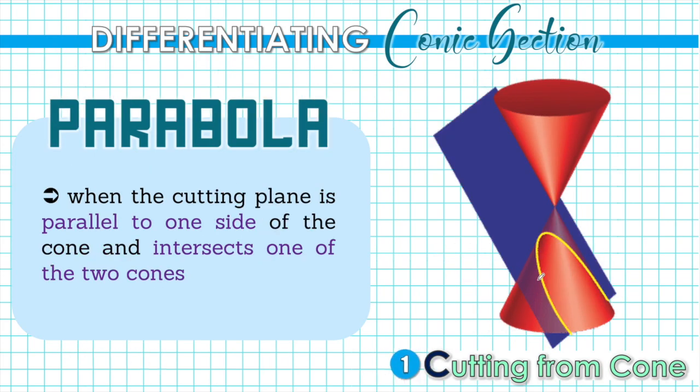Now, if we are to create a parabola, the plane should be parallel to one side of the cone and intersects one of the two cones. Take note that this plane should only intersect one of the cones and it is parallel to one side of the cone. So if we have this side of the cone, it is parallel, or they have the same angle as the plane. With this kind of angle of the plane, we can make a parabola.